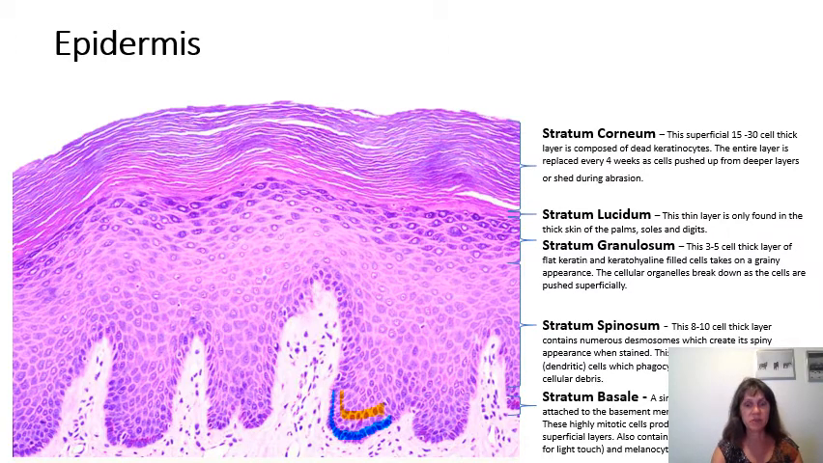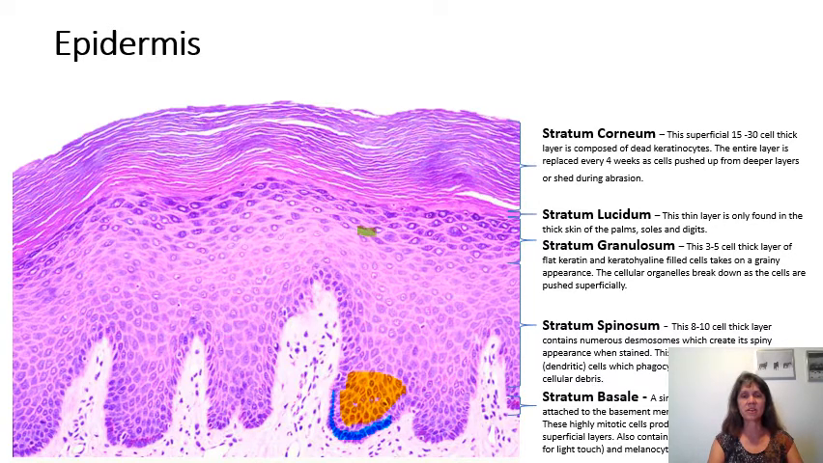The stratum spinosum gets its name from the fact that these cells are held together by desmosomes, which gives them a spiny or spiky appearance under the microscope. I'm not highlighting the entire area of stratum spinosum on this slide. It would take a lot of time. The stratum spinosum is where we find the Langerhans cells, also known as dendritic cells, which are going to phagocytize cellular debris, microbes, bacteria.